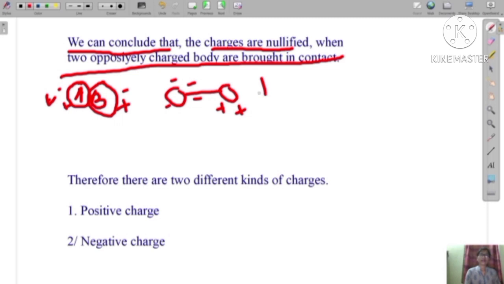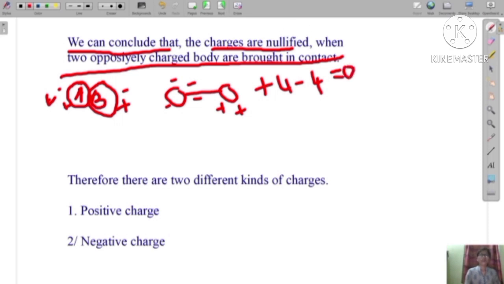If we take +4 and -4, equal amount of charges, let us say. If they are having equal amount of charges, the only thing is the signs are different. So what happens? +4 -4, will it be equal to 0? What do you mean by 0? You can consider it as null.